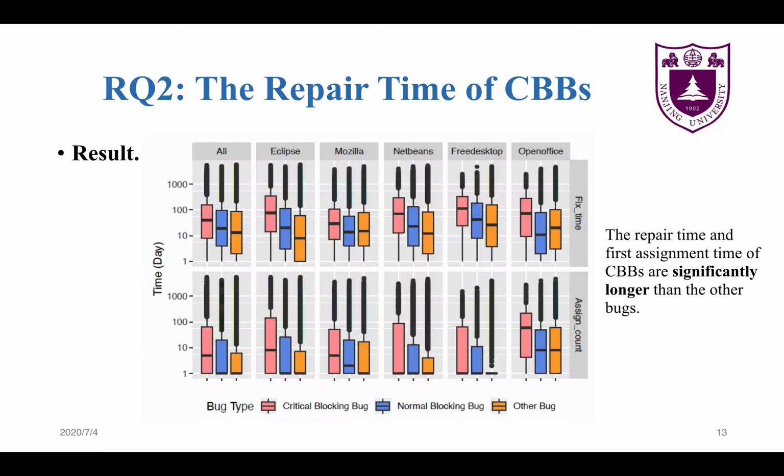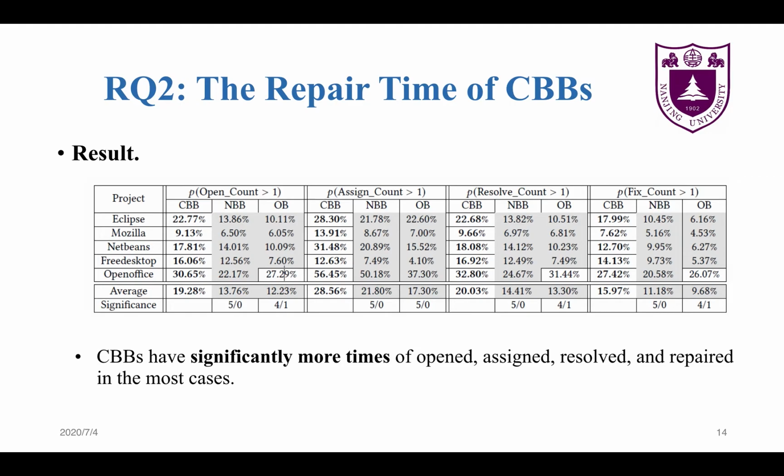This is our results on metrics fixed time and assign time. It can be found the repair time and the assign time of CBBs are significantly longer than the other types of bugs. This is our results on other metrics. From the table, we can find the CBBs have significantly more times opened, assigned, resolved, and repaired in most cases.